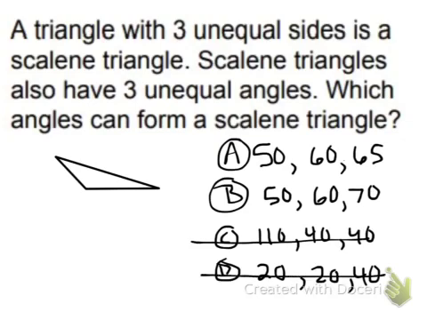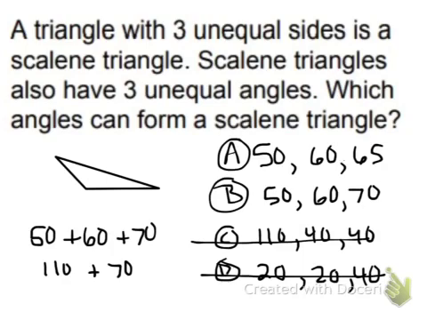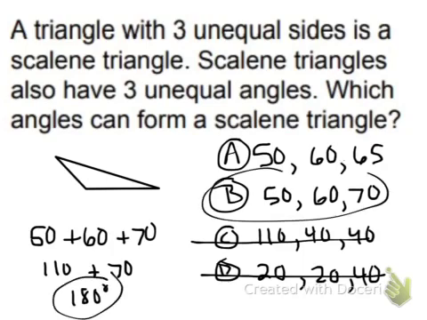Alright, now these look like they could both be possible choices, but remember, all triangles, no matter if they're equilateral, scalene, isosceles, all have to equal 180 degrees. So let's go to B here. 50 plus 60 plus 70. In order for this to be a winner, it has to be equal to 180 degrees, and sure enough, it is 180 degrees, so our answer is going to be B.